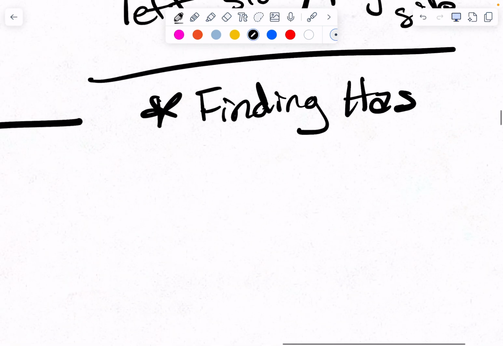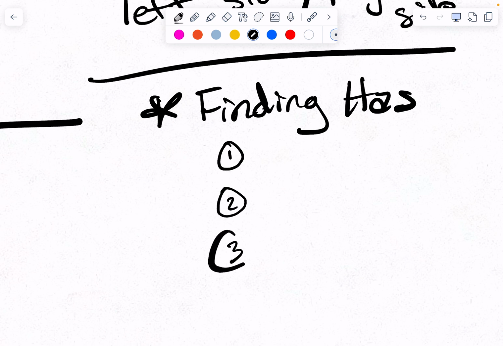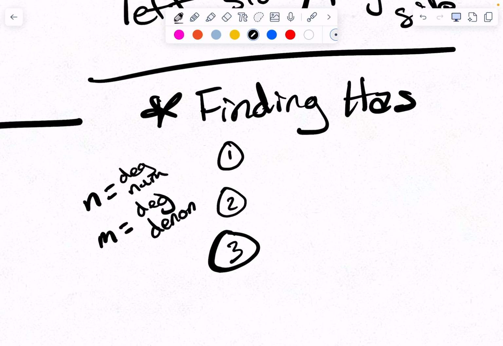We know this. Rule 1: N is the degree of the numerator, M is the degree of the denominator. If N is less than M, that means he is bottom heavy, so the limit is going to be 0. Like y equals 0 would be the HA. So the limit is 0.